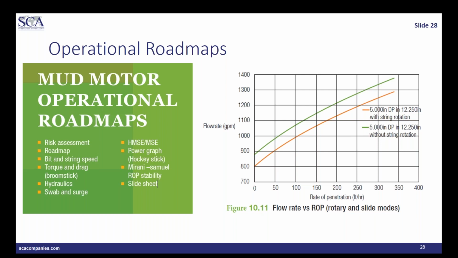That includes the torque and drag broomstick plot, the power graph called the hockey stick plot, the stability plot, and more on the slide sheet. And also what happens when we pull out and run in for the swab and surge calculations. So these are all the additional topics that will be covered in the mud motor section.